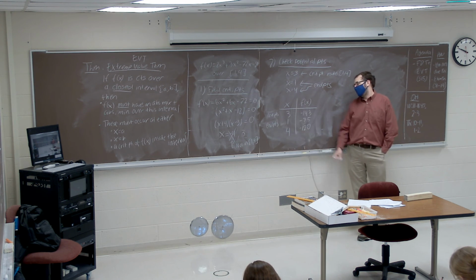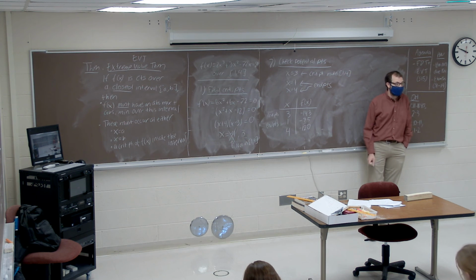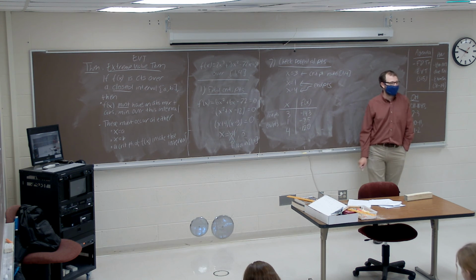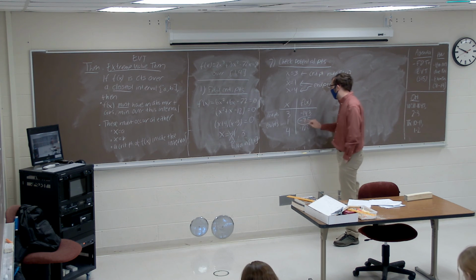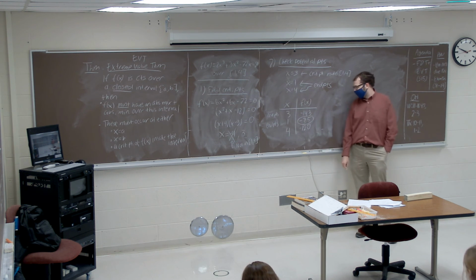Which of our x values is going to give us our biggest f of x value? Biggest meaning most, in this case, least negative. So at least negative value, negative 75. How about our most negative? Negative 1.